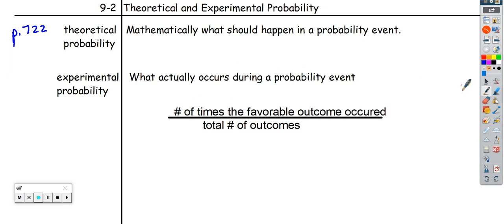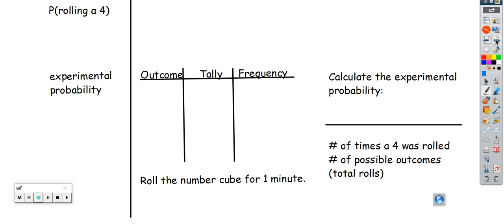In order to calculate experimental probability, it's very similar to theoretical probability. You still want to put the number of times the favorable outcome happened, the number of times what you wanted to have happen, in the numerator, and the total number of outcomes goes in the denominator. Let's look at an example.